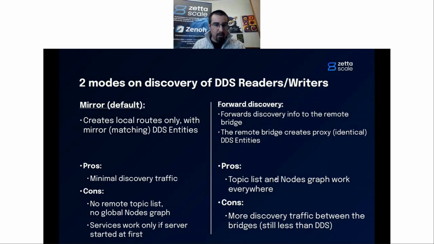The cons, of course, is that you will have a little more discovery traffic between the bridges. But still, we made sure that it's less discovery traffic than in DDS. For instance, the ROS discovery info topic, by default, publishes a new version for each discovered entity. It means that if you have 100 discoveries of readers and writers, you will have 100 publications of the full graph each time. And that's a lot of traffic. So the bridge will pace this traffic, sending only a few updates of the ROS discovery info over the Zenoh wire.